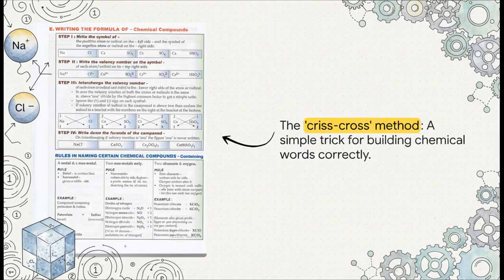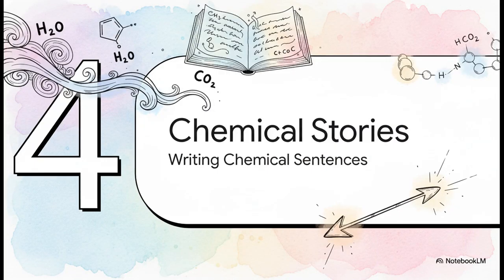How easy is that? Okay, so we've gone from letters to words. The next logical step, sentences. And in chemistry, our sentences are chemical equations. And these aren't just any sentences. They tell the story of a chemical reaction.